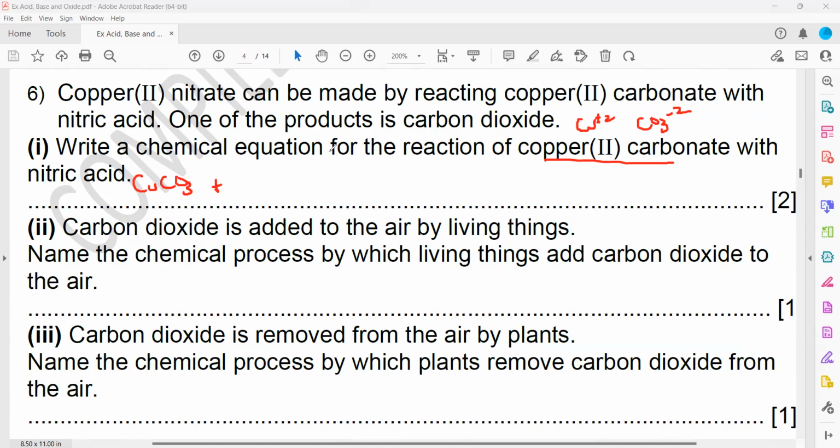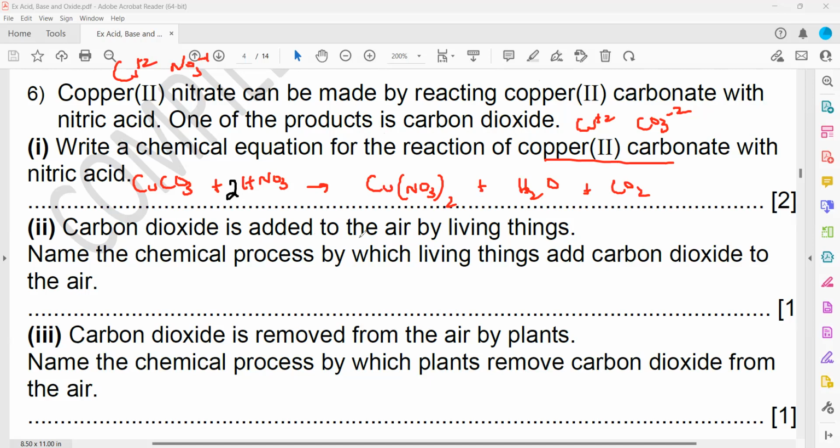It reacts with nitric acid, which is HNO3. As a result, it produces copper nitrate. Copper is +2 and nitrate is NO3 with a charge of -1, so it will be Cu(NO3)2, plus water, H2O, plus carbon dioxide, CO2. And then we balance the equation. We already did this previously. We start with oxygen followed by hydrogen, and at the last other elements.